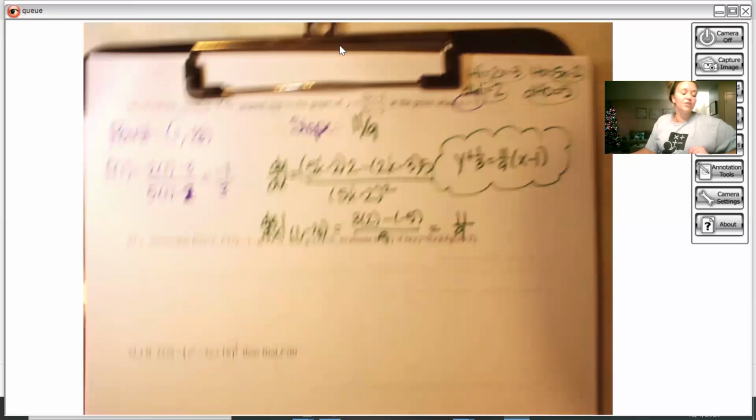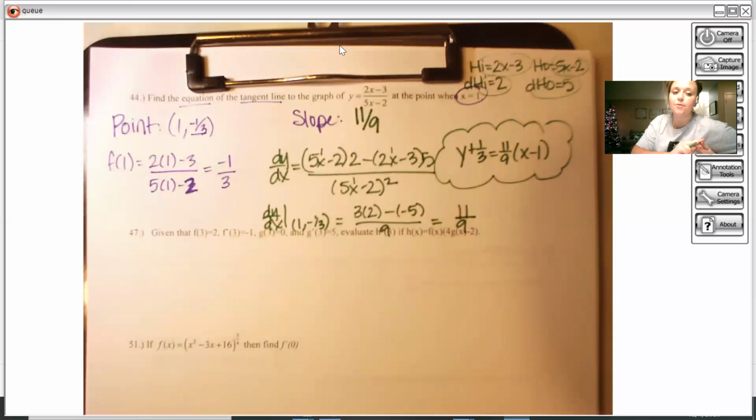Okay, but remember, the equation of a tangent line needs two things. It needs a point and a slope. So the point you plug back into the original, slope you plug into the derivative. Okay.